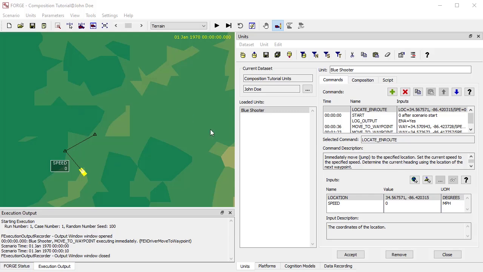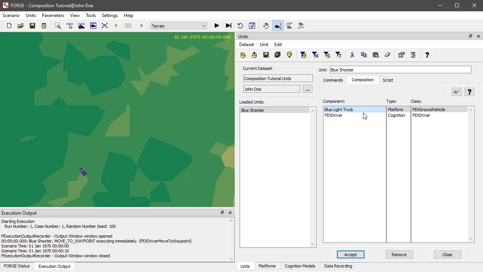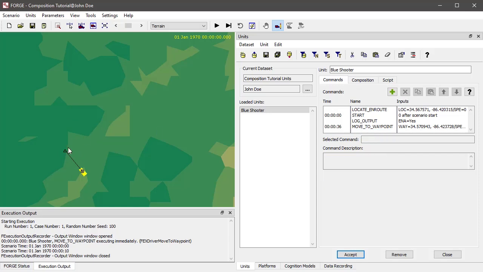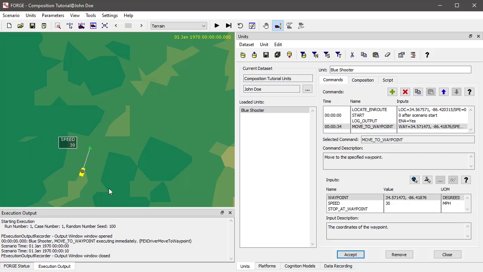We're picking up where we left off in the previous video, where we have a unit that has two models on it already. It's got a platform model and a cognition model, and the cognition model has commands in it that allow the unit to be located and moved. So I'm going to take one of these move commands off of here just to make it a little bit more simple. And we have the log output command set up. We talked about that in a previous video.